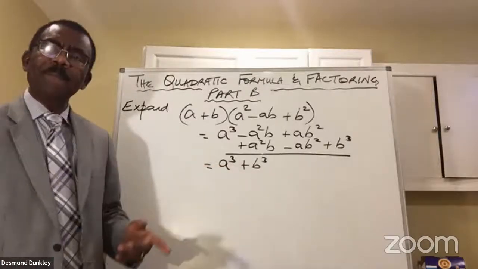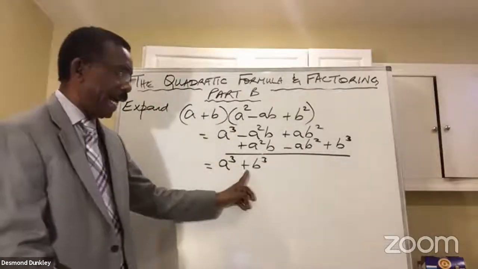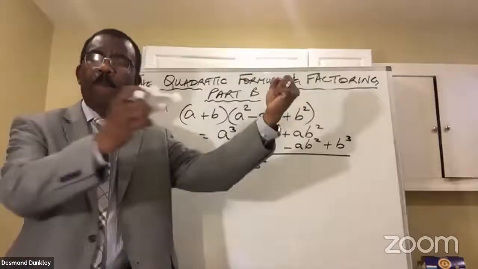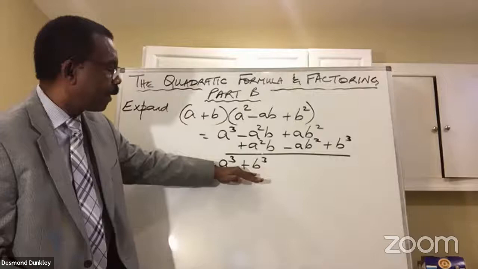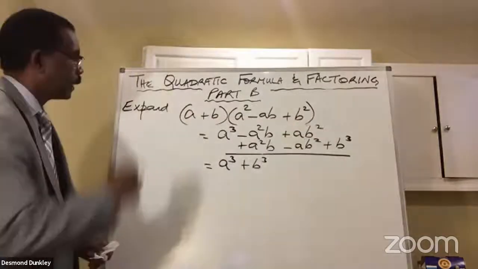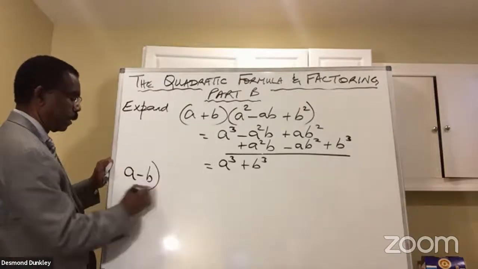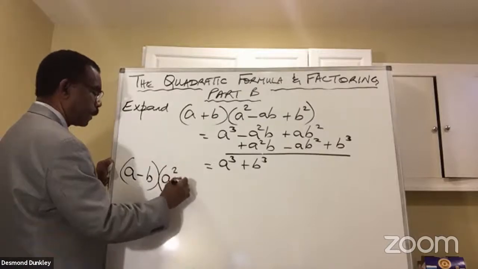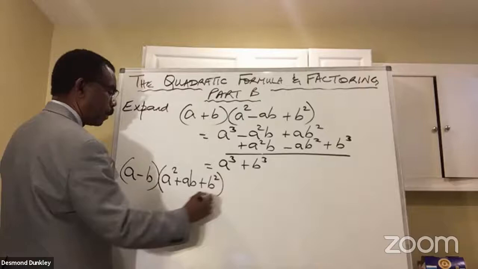This has a name, it's called the sum of cubes. Sum means to add. So the sum of cubes, a cubed plus b cubed. And we discover that this is the same as this. Similarly, if I gave you a minus b times a squared plus ab plus b squared.